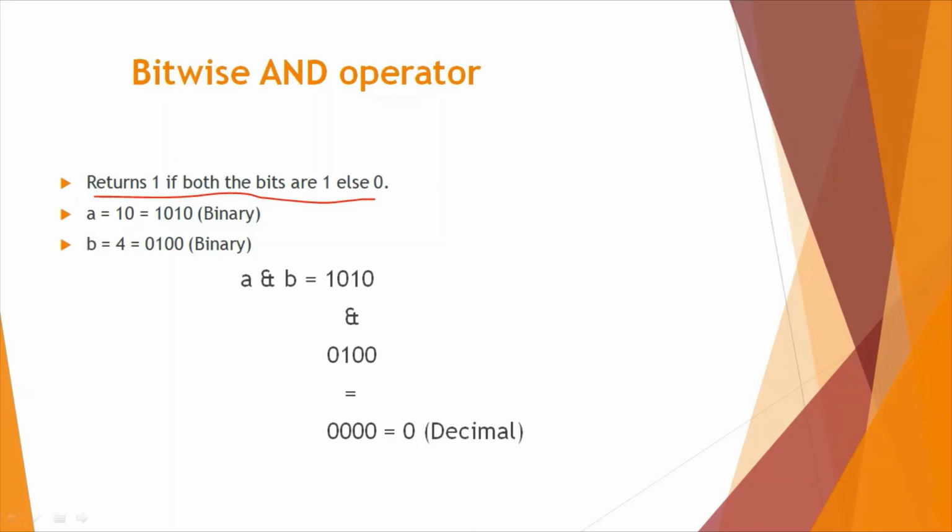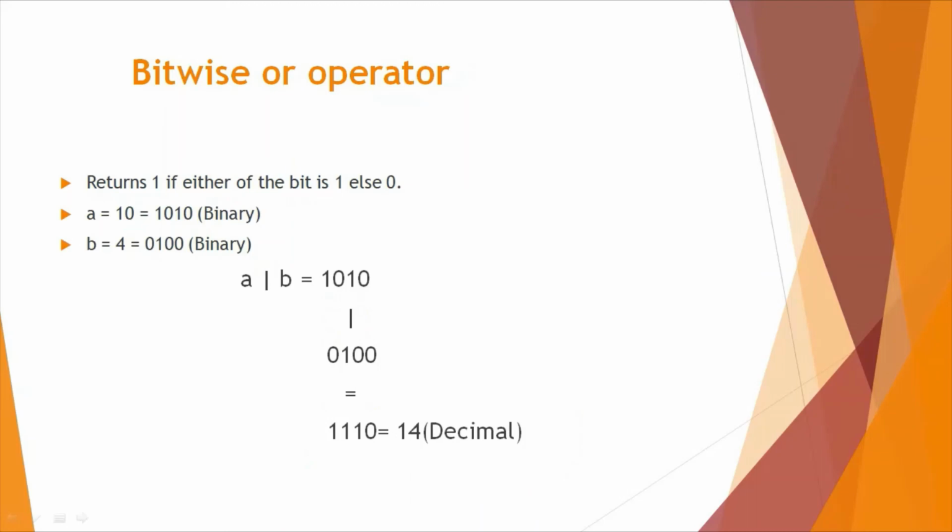So this is how we write 10 in binary, 1010, and this is how we write 4 in binary, that is 0100. So in order to perform this AND operation between A and B, that is 1010 and 0100, it returns 1 if both the bits are 1. So we have 0 and 0 multiplied, it will give 0. 1 multiplied by 0, it will give 0. 0 multiplied by 1, it will give 0, and 1 multiplied by 0 will give 0. So because of this, we got this 0 in our PyCharm before.